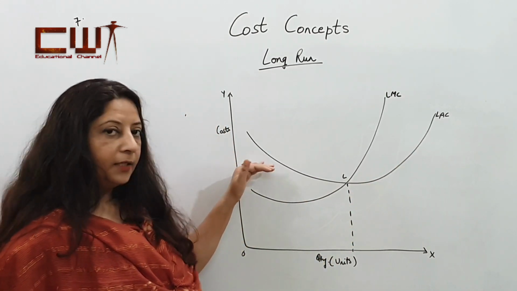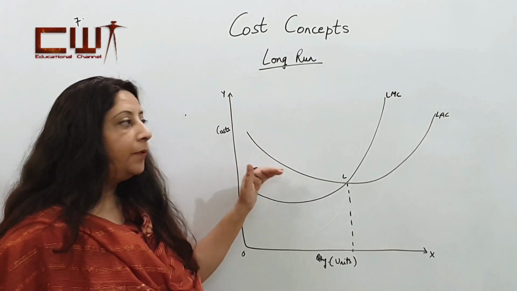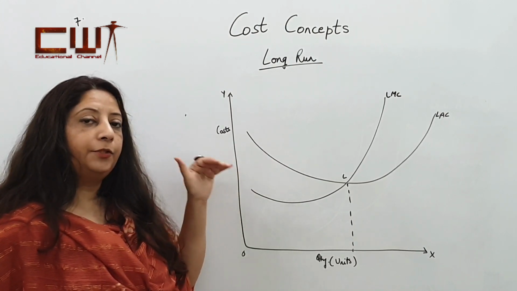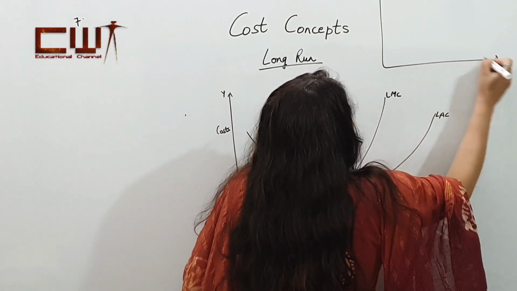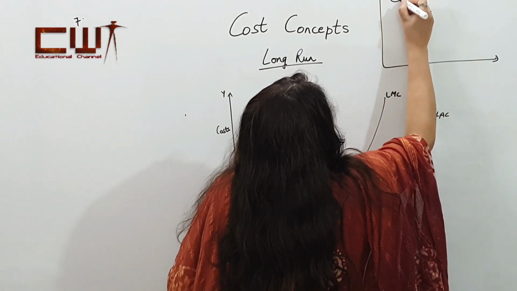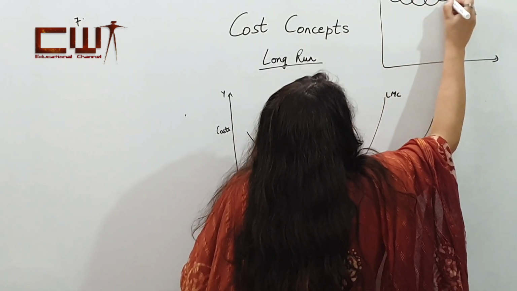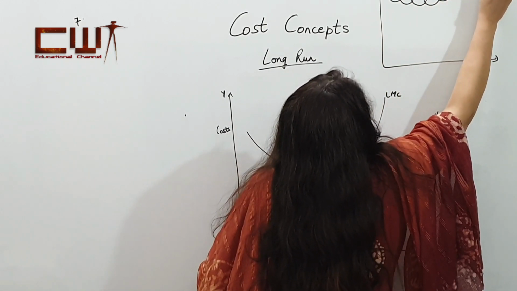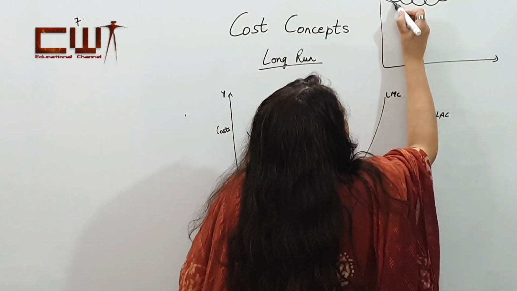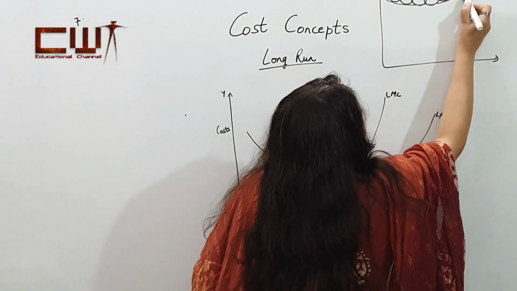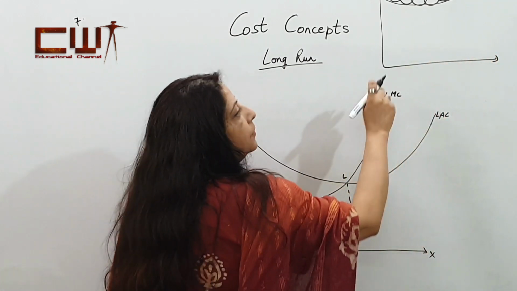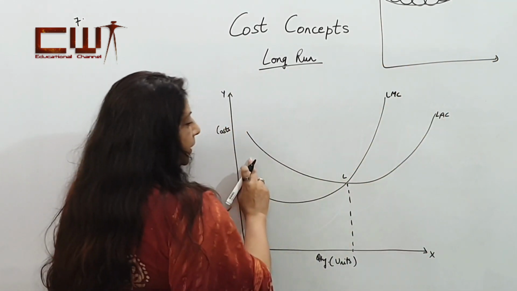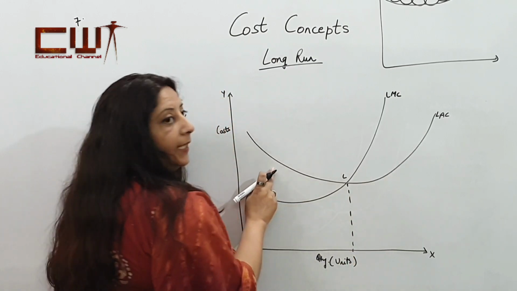Now this long run average cost curve is made up of small short run average cost curves. For example, if we take it here like this, we will have a lot of short run average cost curves, and then we will make an enveloping curve out of this, which is our long run average cost curve. So this enveloping curve is what is shown around here as the LAC.